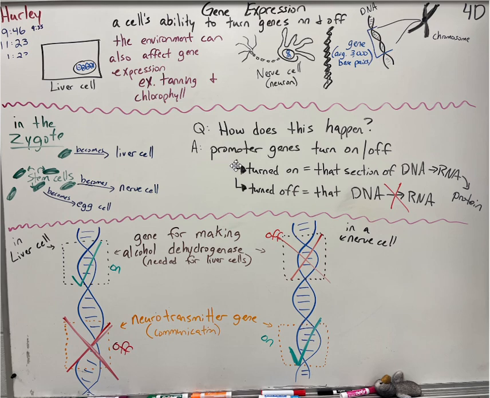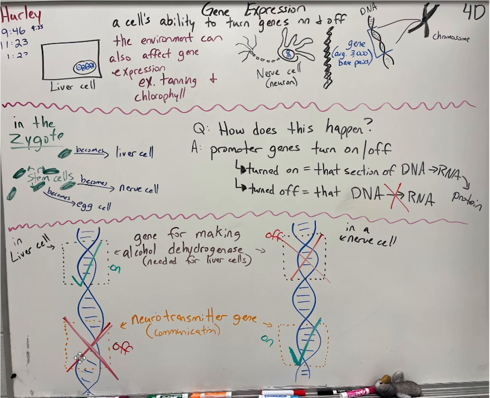And so in genes, in the DNA, if this promoter gene is turned on, that section of DNA will follow that path of the central dogma from DNA to RNA to protein. It will make protein, amino acids into a chain. If it's turned off, that DNA will not make RNA. So in this nerve cell, when it was forming, there are genes in the DNA to make liver cells, but those genes were turned off. Those promoter genes were turned off.